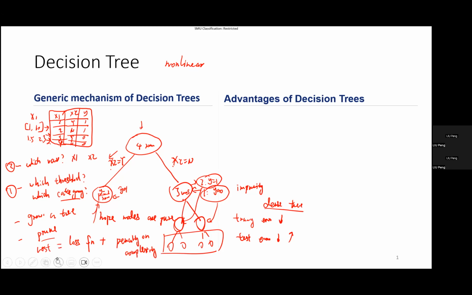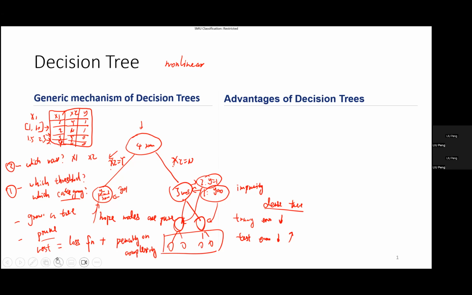So based on this cost, we look at how to prune the tree so that those unnecessary branches that do not contribute to the overall improvement of the cost function will be removed. All right. So that's how we first grow the tree and then prune the tree. And then this process can go into the cross validation stage as well.